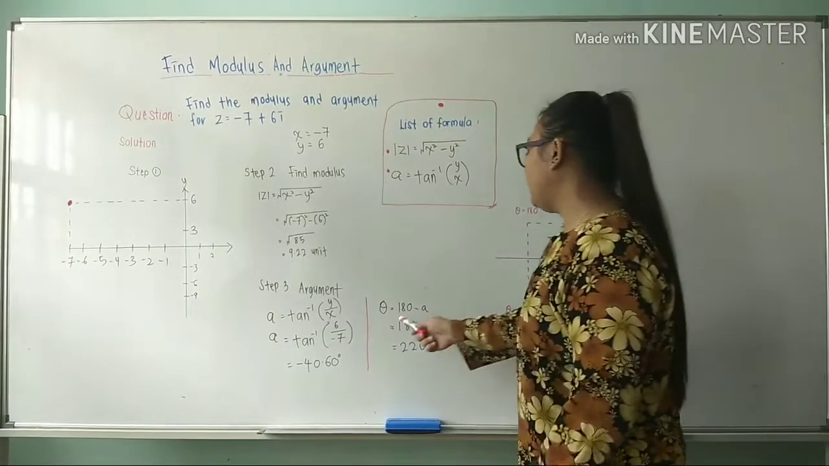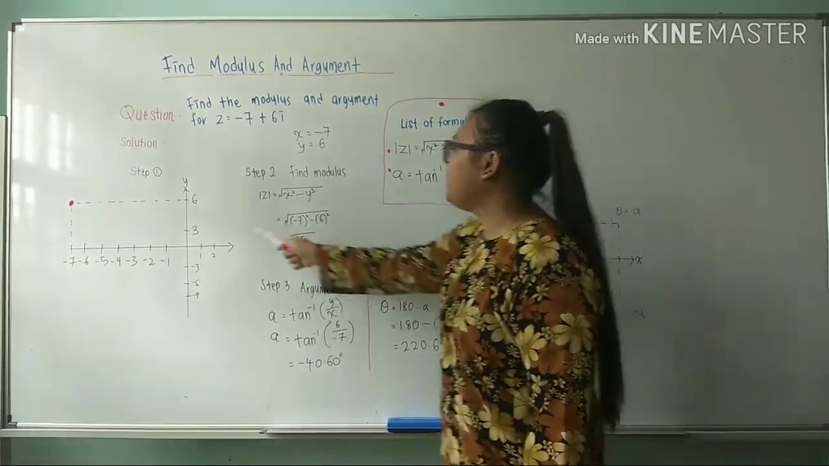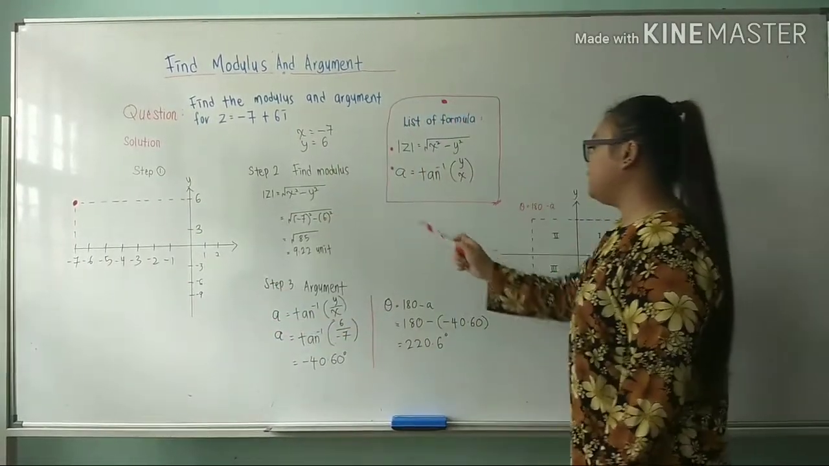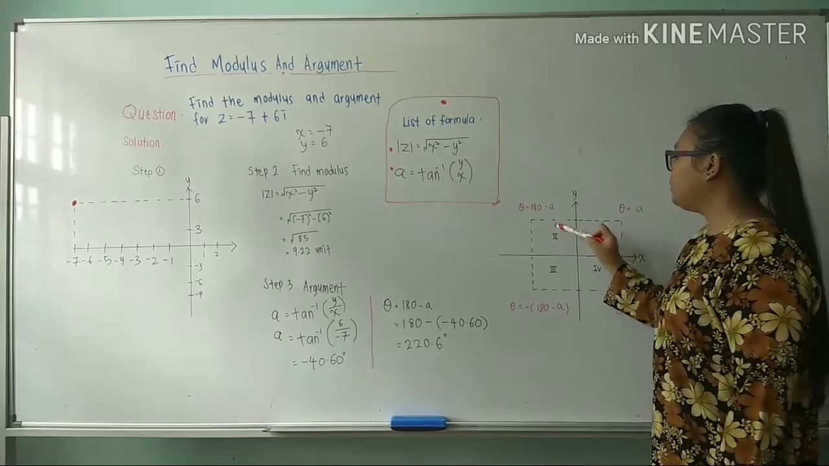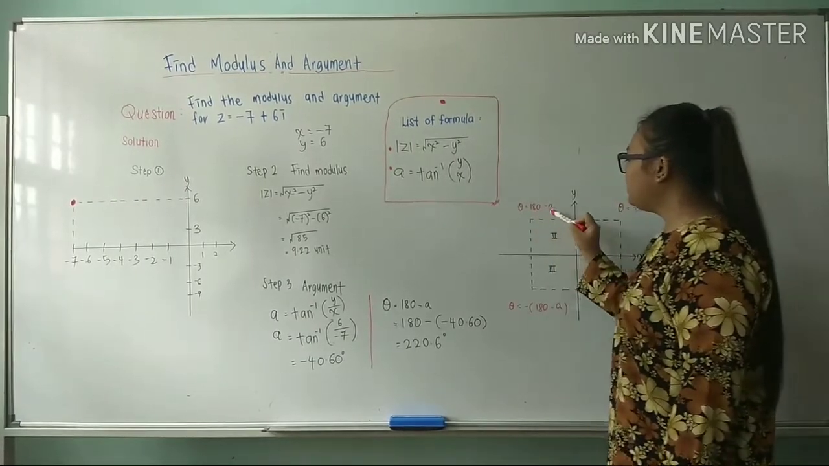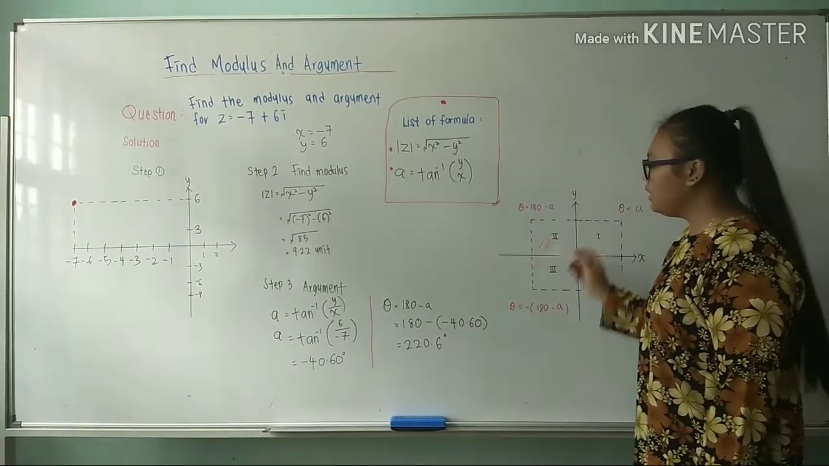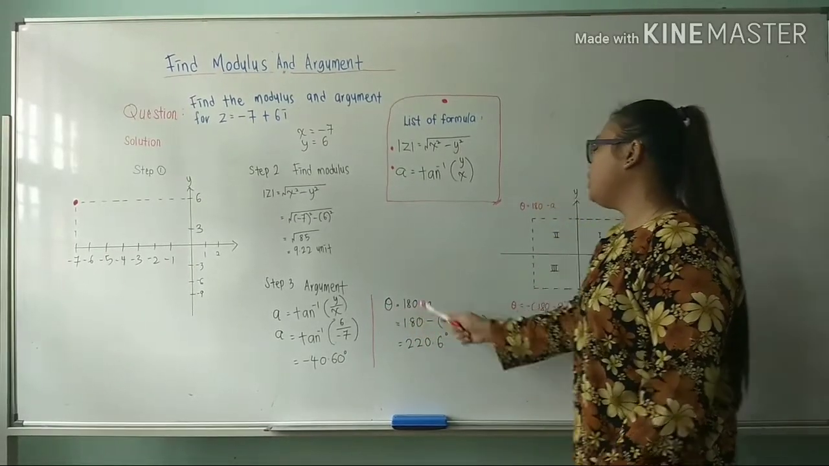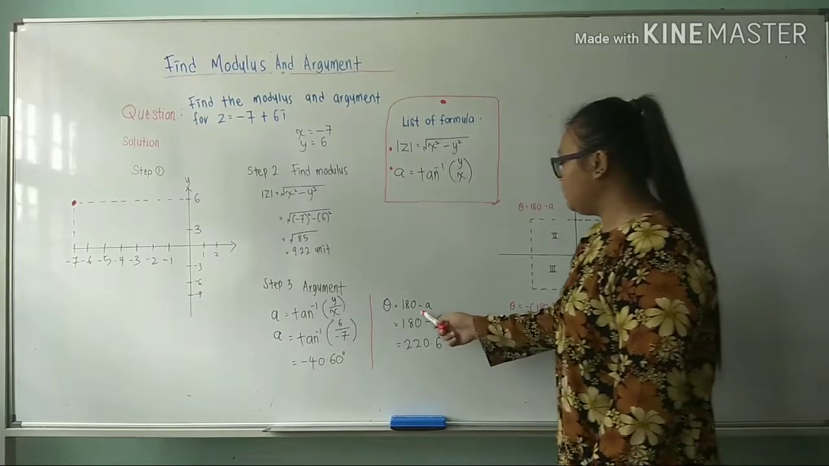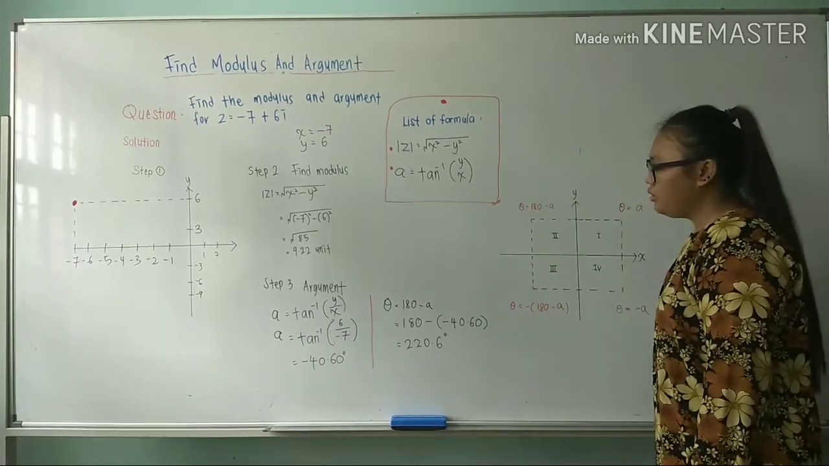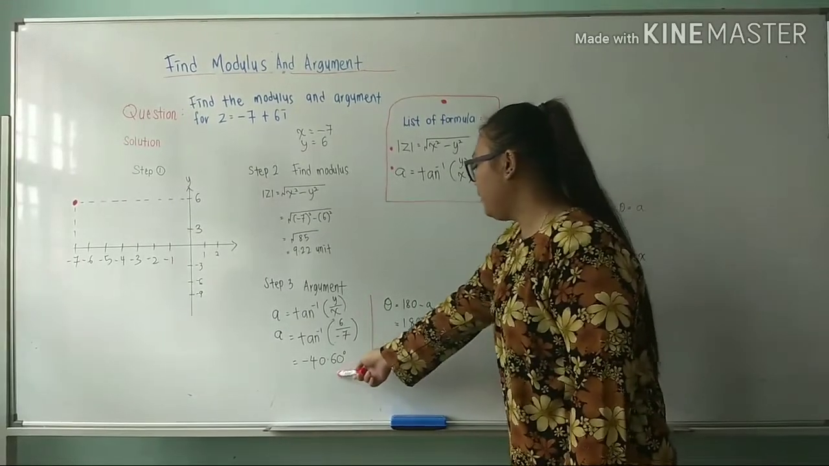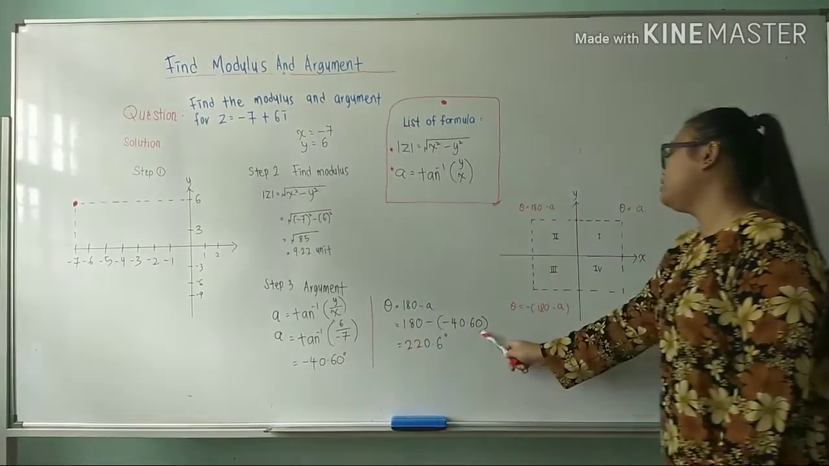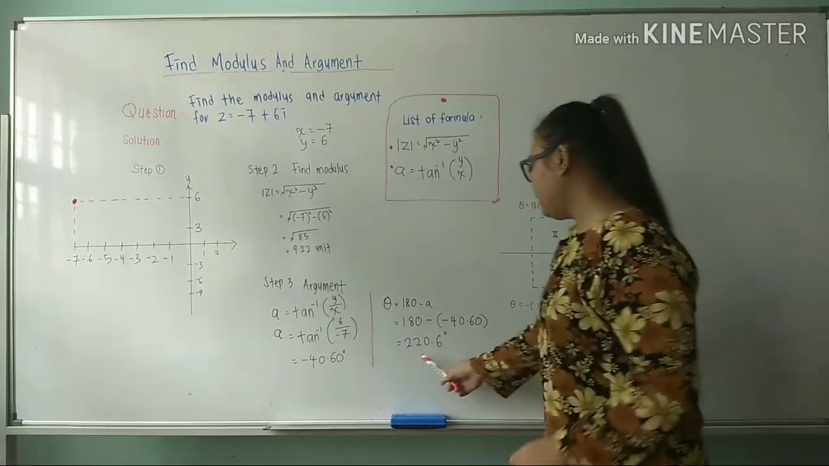To find theta, we look at the graph from step 1, and the graph shows quadrant 2. So we use the formula for quadrant 2, which is theta equals 180 minus a. We just put the value of the argument here. So the final answer is 220.6.